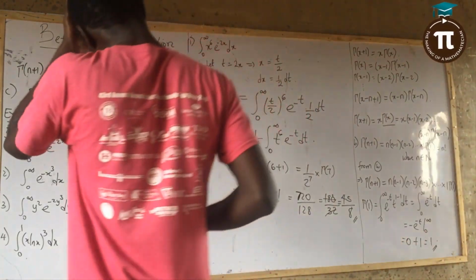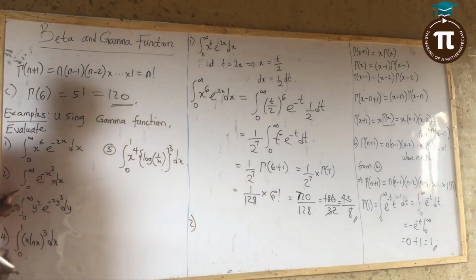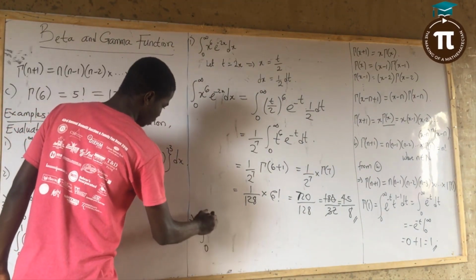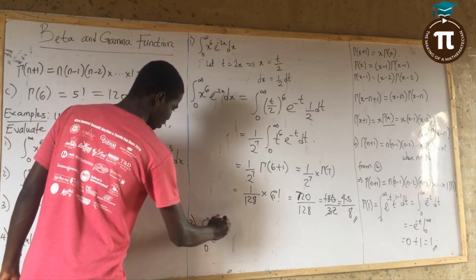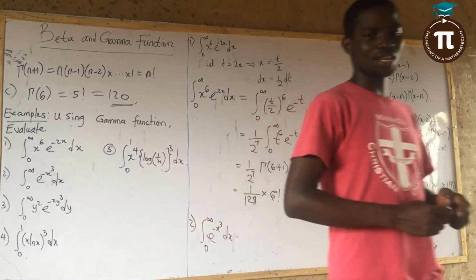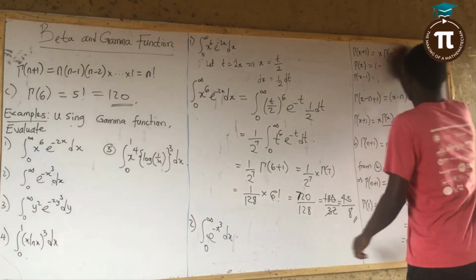So the second question, number 2. Number 2 is saying that we should integrate from 0 to infinity of e raised to power minus s raised to power 3 ds. That is the second question we want to solve or we want to obtain.